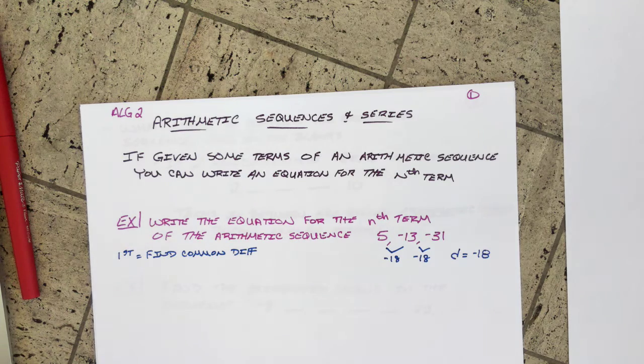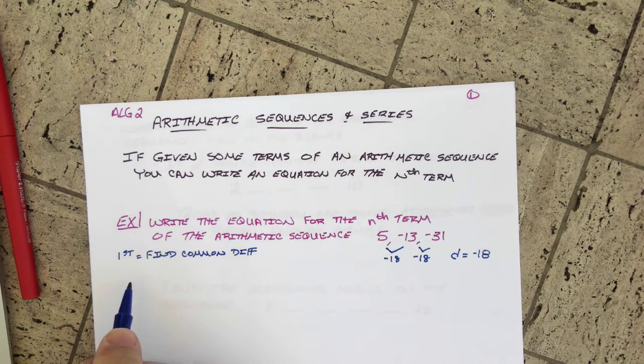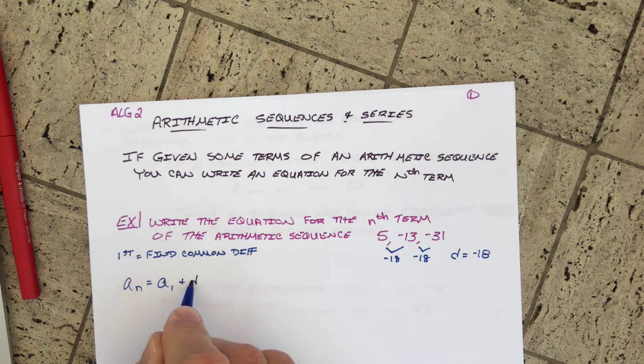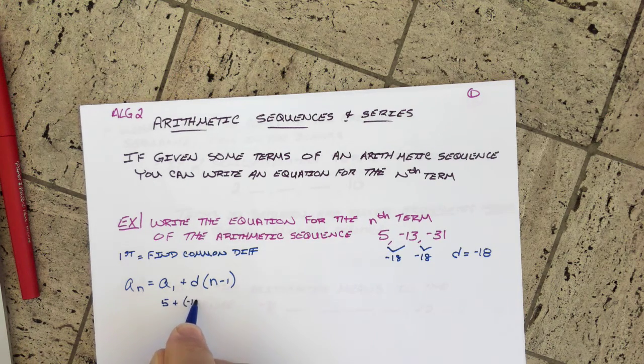All right, so now that we've done that, we'll use our formula: a sub n equals a sub 1 plus d times the quantity n minus 1. And fill in the information that we have. We have the first term, 5. We found our common difference, which is negative 18. And we want to multiply that by n minus 1.